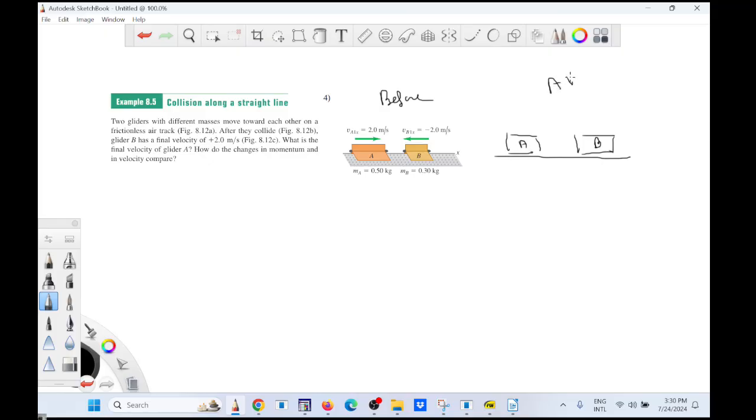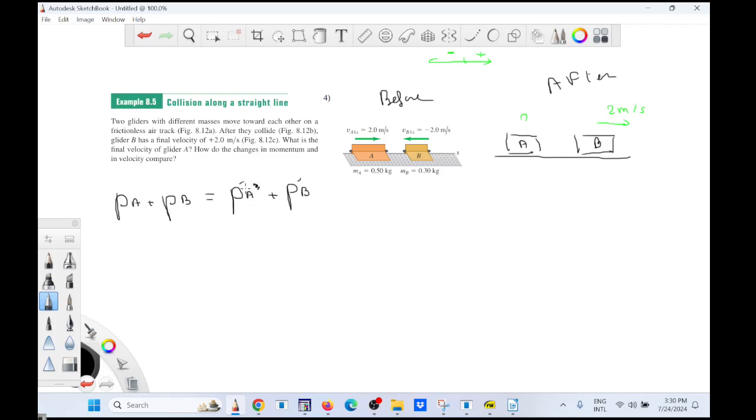So this is after. So what does it say? Velocity of B after is 2. So it means it's bouncing, it's reversing its direction. And this is plus, and this is minus, and I don't know which way it's going. Okay, so we can say that the total momentum before, so momentum of A plus momentum of B equals the total momentum after, so momentum of A prime plus momentum of B prime, I'm going to call that prime.